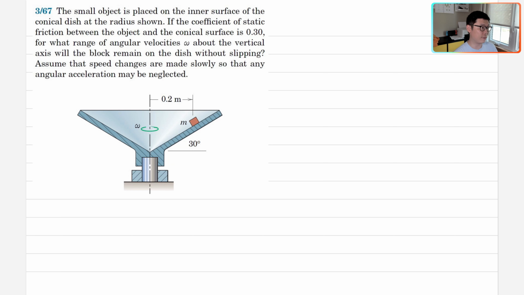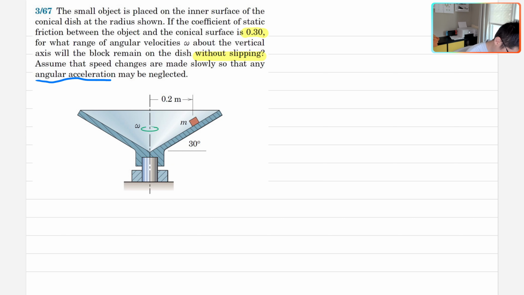3/67 in lecture 11. As always, please make sure you read the question first. We have a small object placed on the inner surface of the conical dish at the radius shown, which is right here. If the coefficient of static friction between the object and the conical surface is 0.3, for what range of angular velocities omega about the vertical axis will the block remain on the dish without slipping? Assume that speed changes are made slowly so that any angular acceleration may be neglected.